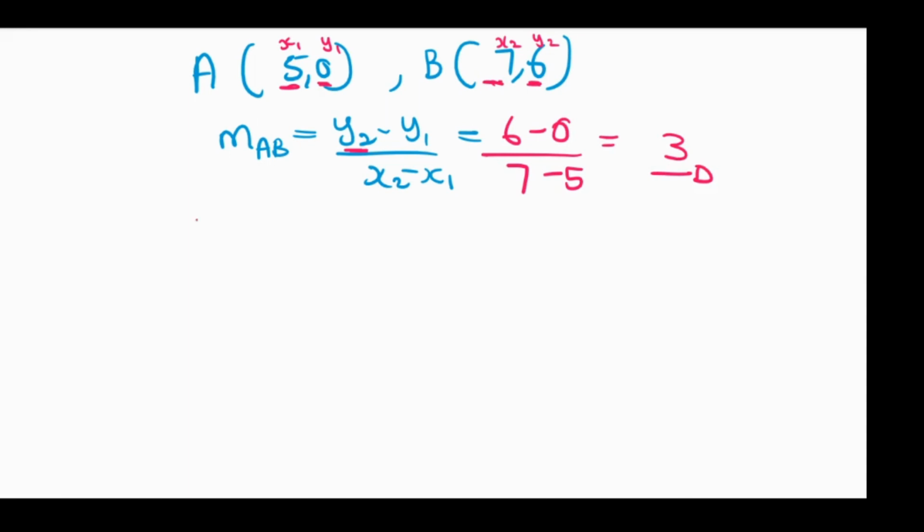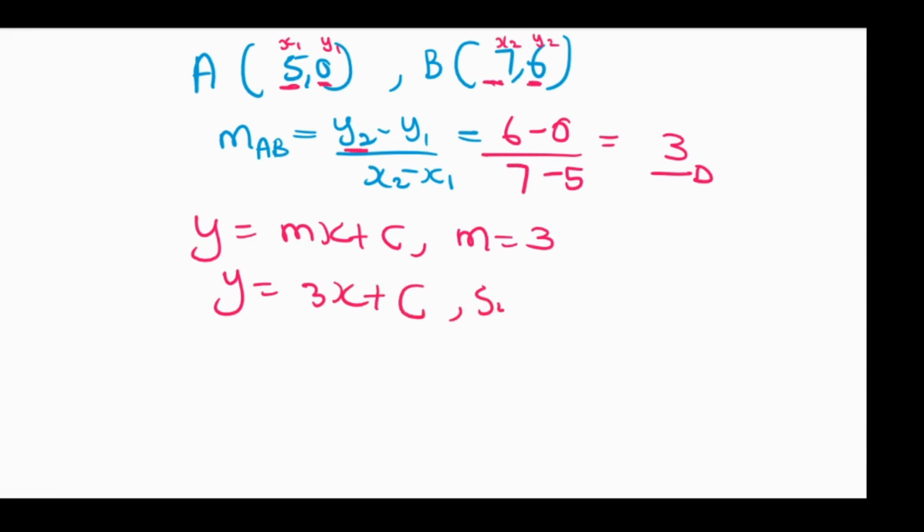So now you have your gradient. The equation is y equals mx plus c, but our m is equal to 3, so it's going to be y equals 3x plus c. So you're going to substitute any point. It can be point A, which is (5, 0), into this equation to find the value of c, right? Where we see x, we're going to put 5, and when we see y, we're going to put 0.